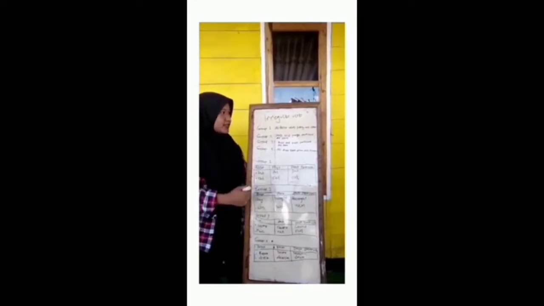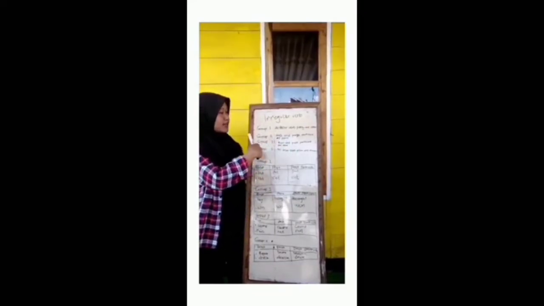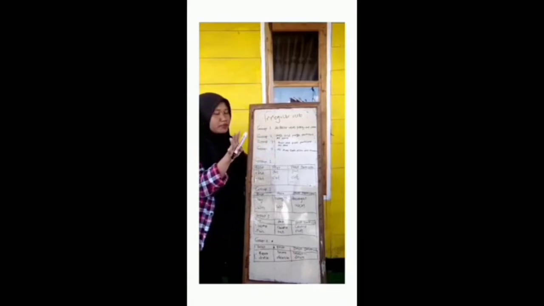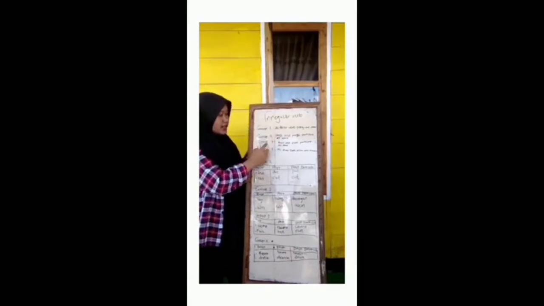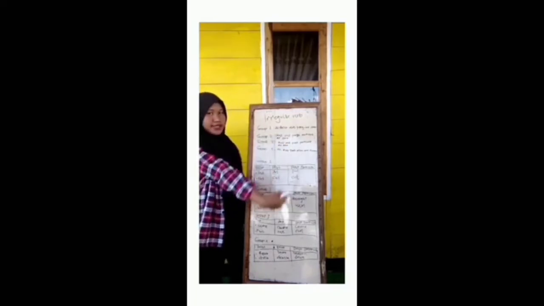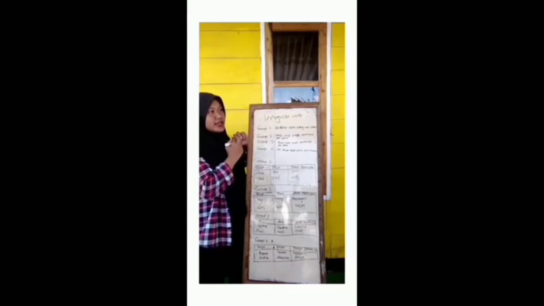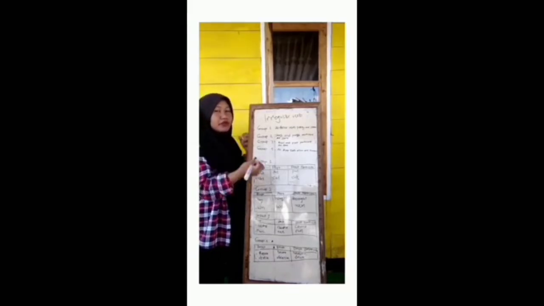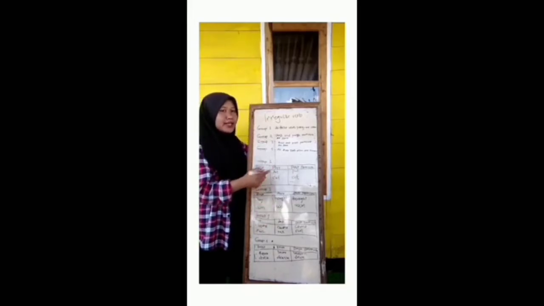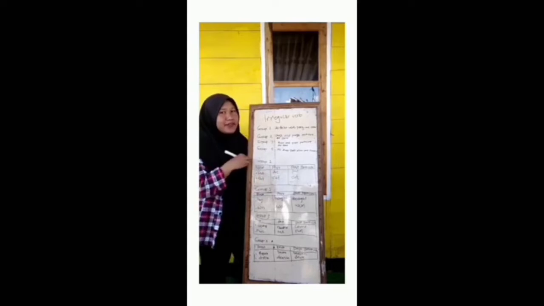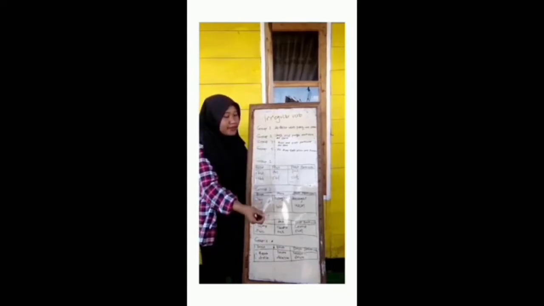Okay guys, irregular verbs are divided into four groups, group 1, group 2, group 3, and group 4. From this example, we know that for irregular verbs there's no specific way to convert base to past and past participle verb. Okay guys, you have learned them.